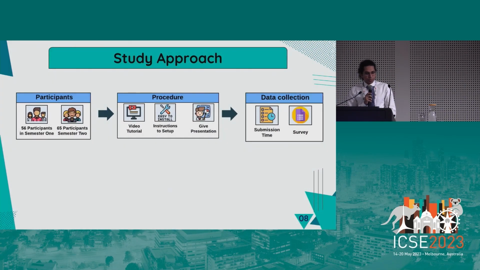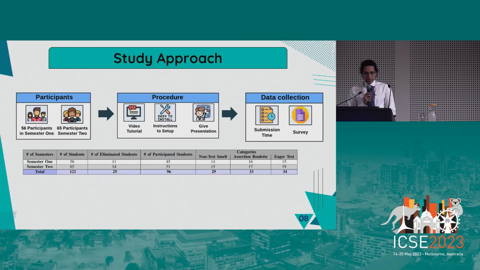For the participants, we did our experiment in 2 different semesters. The first semester had 65 participants, and the second semester had 65 participants. In the procedure, we provide a video tutorial so they can watch it and see how the setup works. We also provide setup instructions, and we give them a presentation on how the experiment goes.